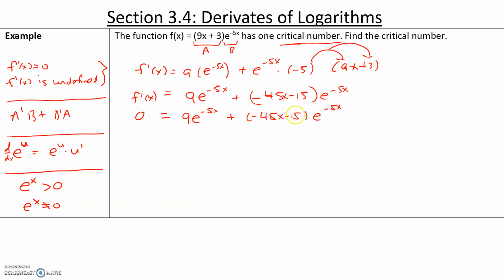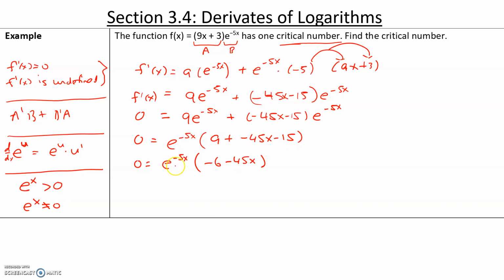They both have a common factor of e to the negative 5x. If you think back to algebra, when we solve an equation that has two like terms, we need to factor that out. So if I factor out e to the negative 5x, here's what's left over. If I take out the e to the negative 5x, I'm left with a 9. And from the other term, I'm left with a negative 45x minus 15. Okay, I'm going to simplify this. So I have e to the negative 5x times 9 minus 15, which is negative 6. So I have negative 6 minus 45x.